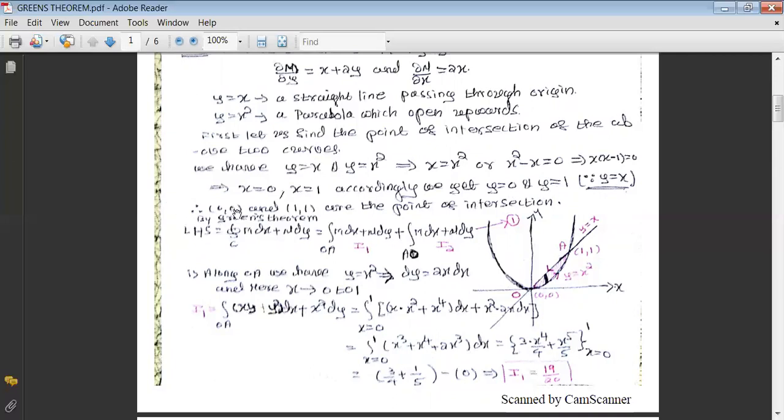And therefore, one point of intersection is (0, 0), that is the origin, and one more point of intersection is (1, 1), that is this point. Therefore, these are the 2 points of intersection we find.